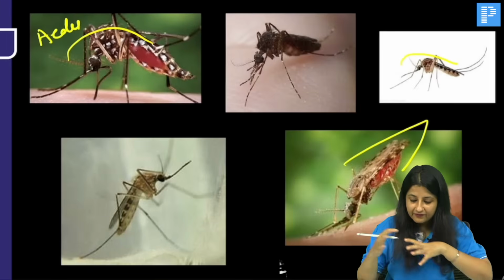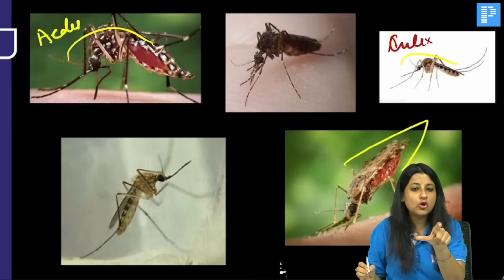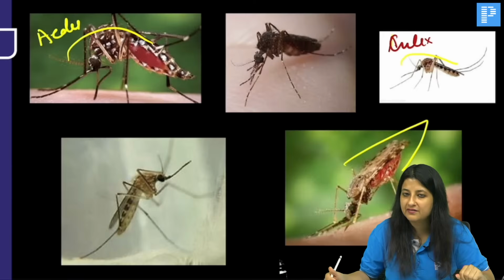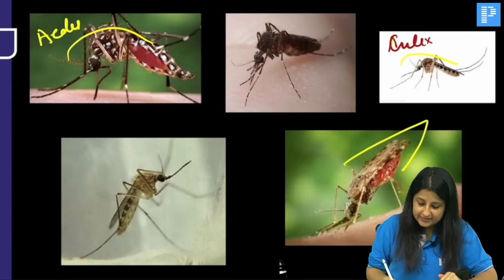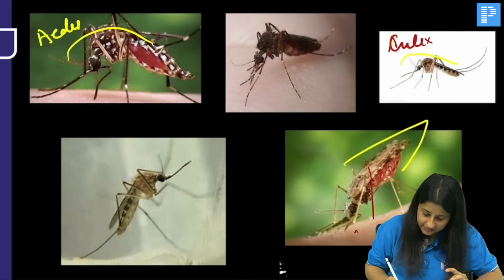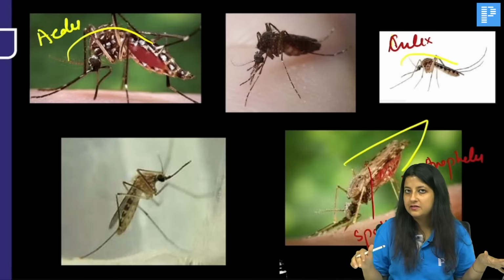If you see hunchback but no white stripes, short body, very long legs, it's Culex, for lymphatic filariasis. If you see something like this, tail pointing upwards, spotted wings, what is this one? Spotted wings. This one right here is Anopheles. Most expected are these three mosquitoes.